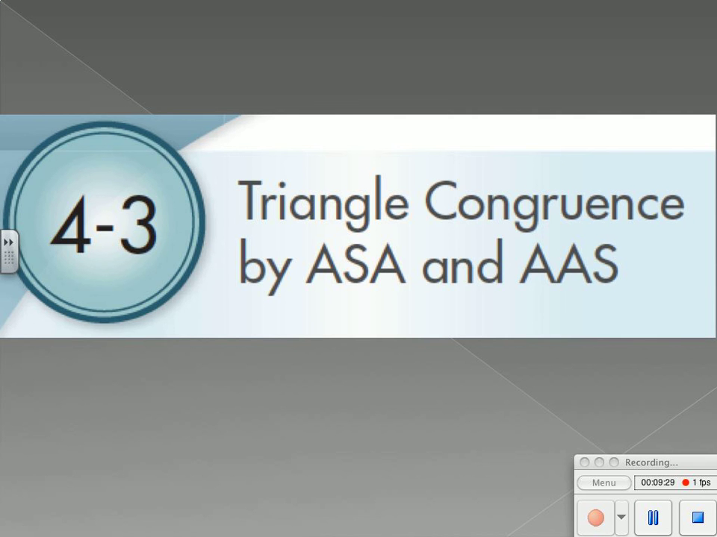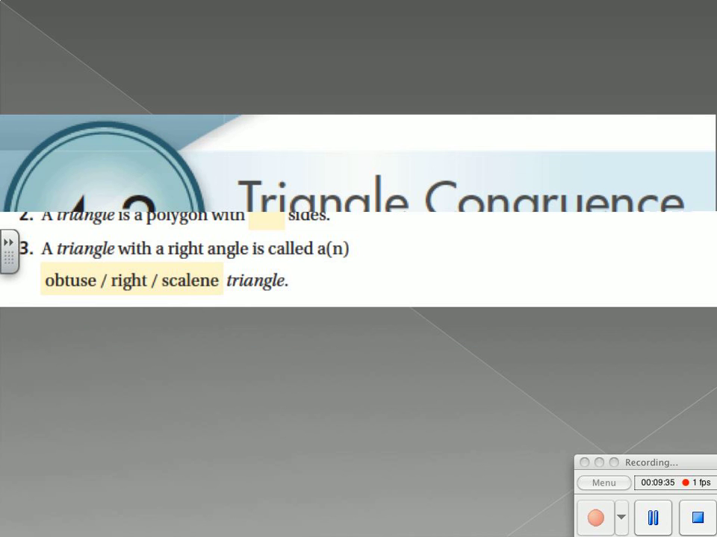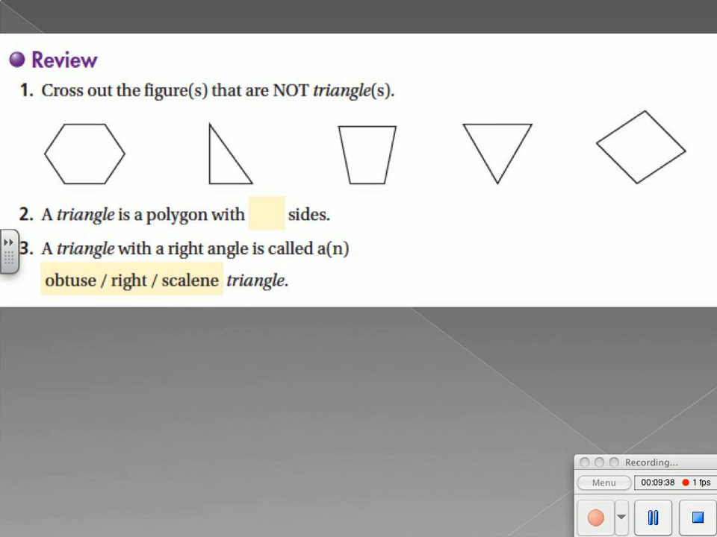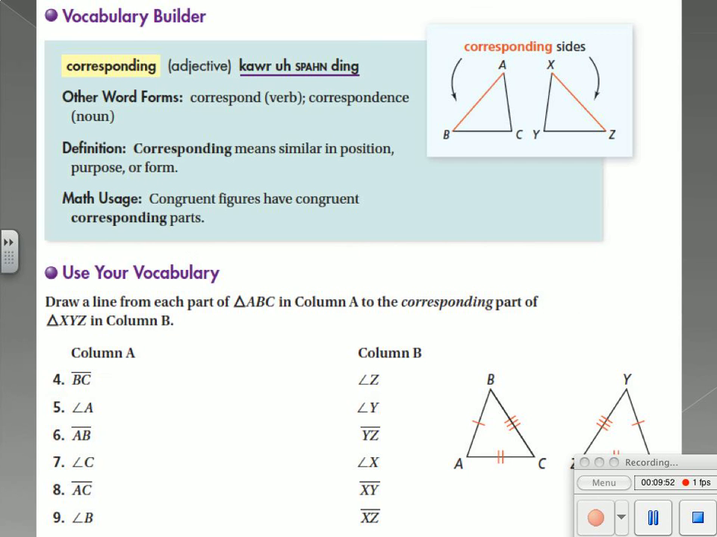So let's continue on to triangle congruence by ASA, which is angle side angle, and AAS, which is angle angle side. Cross out the figures that are not triangles. Quick review, shouldn't take long. That one's not a triangle. That's not a triangle. That's not a triangle. A triangle is a polygon with 3 sides, and a triangle with a right angle is called a right triangle.